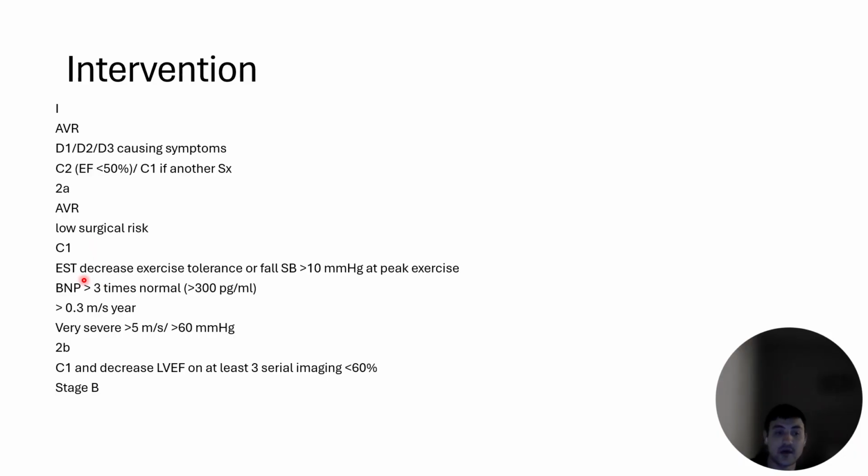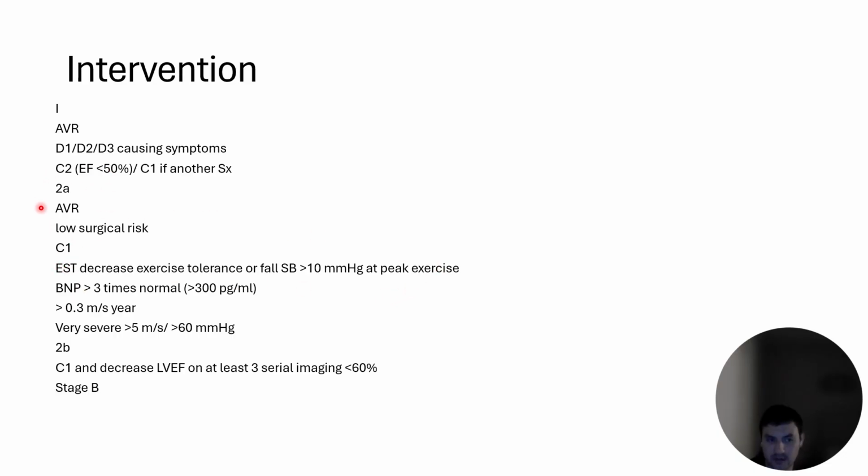So you do an exercise stress test, and if the exercise tolerance decreases or the systolic blood pressure decreases more than 10 millimeters of mercury at peak exercise, then you have an indication 2A, the patient is low surgical risk to undergo surgery. That's why in those patients in C1, asymptomatic patients, the exercise stress test is indicated.